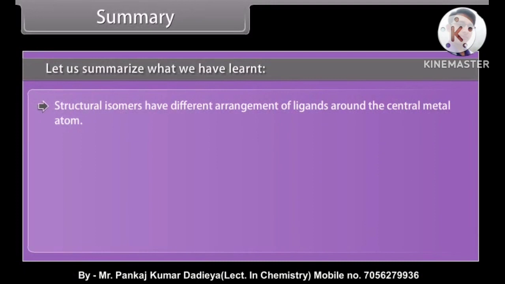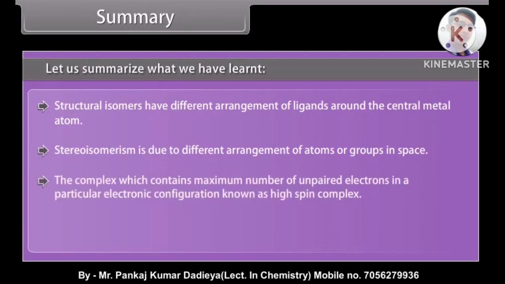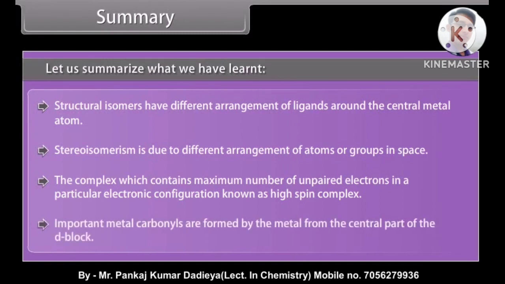Structural isomers have different arrangement of ligands around the central metal atom. Stereoisomerism is due to different arrangement of atoms or groups in space. The complex, which contains maximum number of unpaired electrons in a particular electronic configuration, is known as high-spin complex. Important metal carbonyls are formed by the metal from the central part of the d block.